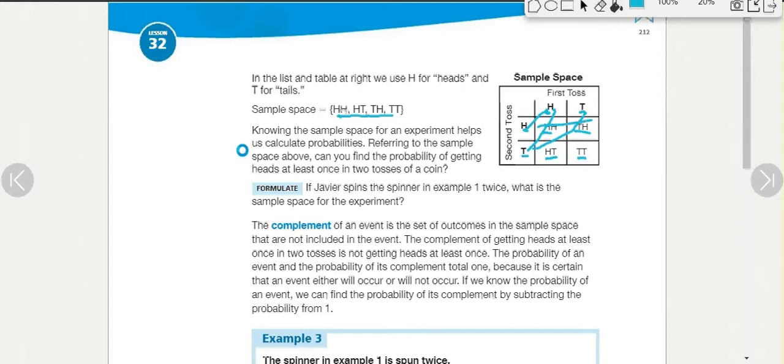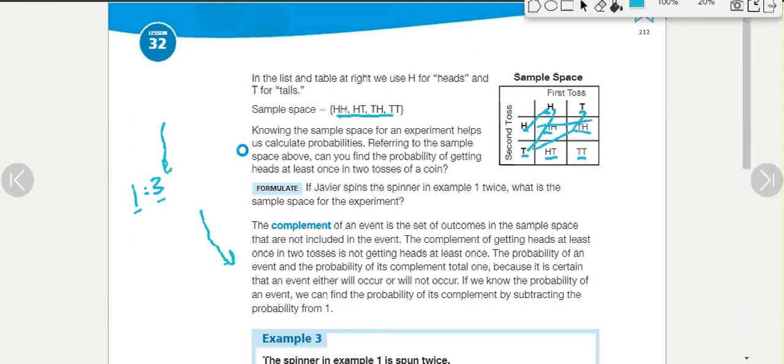It can help us calculate because it starts to get confusing when you think about what are all the ways things can happen. When we had odds, we were showing 1 to 3, not 1 out of 3. With odds, it was favorable versus unfavorable. We call this the complement of an event. It's the set of outcomes that we are not including. The complement of getting heads at least once in 2 tosses is not getting heads at least once. The probability of an event and the probability of its complement, you add that up, and that's always equal to 1.